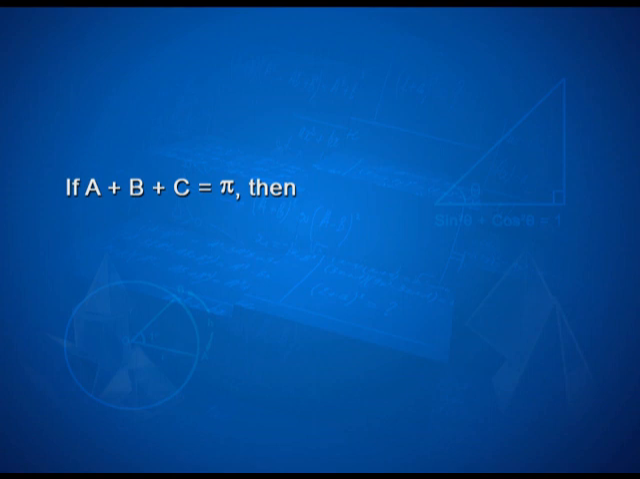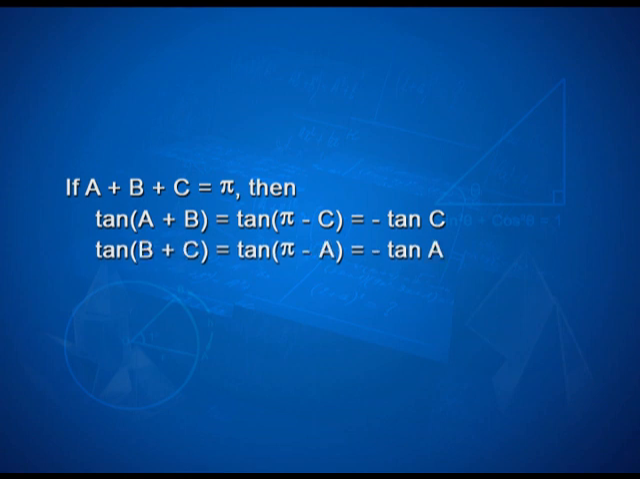If A plus B plus C is equal to pi, then tan of A plus B is equal to tan of pi minus C, that is equal to minus tan C. Tan of B plus C is equal to tan of pi minus A, that is equal to minus tan A. Tan of C plus A is equal to tan of pi minus B, that is equal to minus tan B.